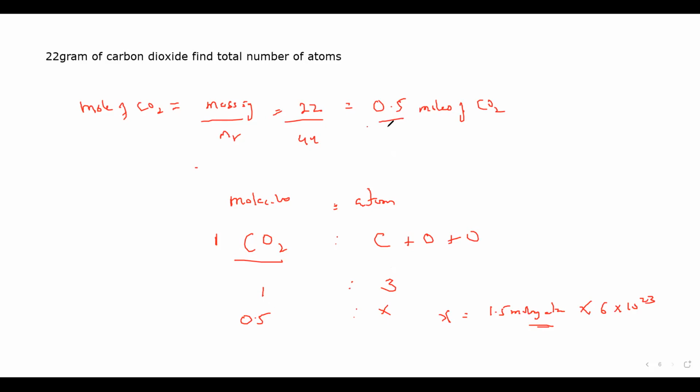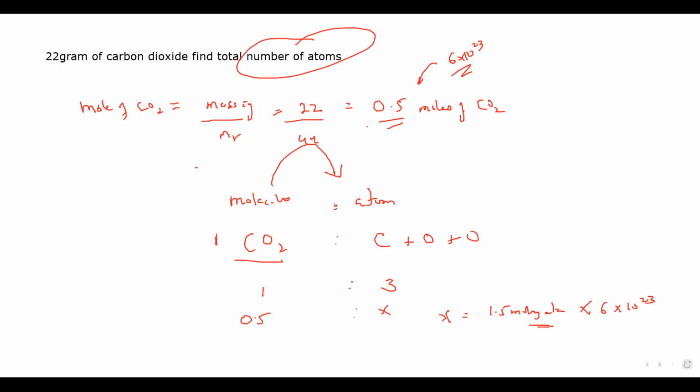If they ask for molecules directly, because carbon dioxide is a molecule, we'll multiply this number by 6.02 × 10^23. But because they're asking about the number of atoms, we have to convert the moles of molecules to moles of atoms, and then multiply by Avogadro's number. Is this example clear? So it depends on the question.